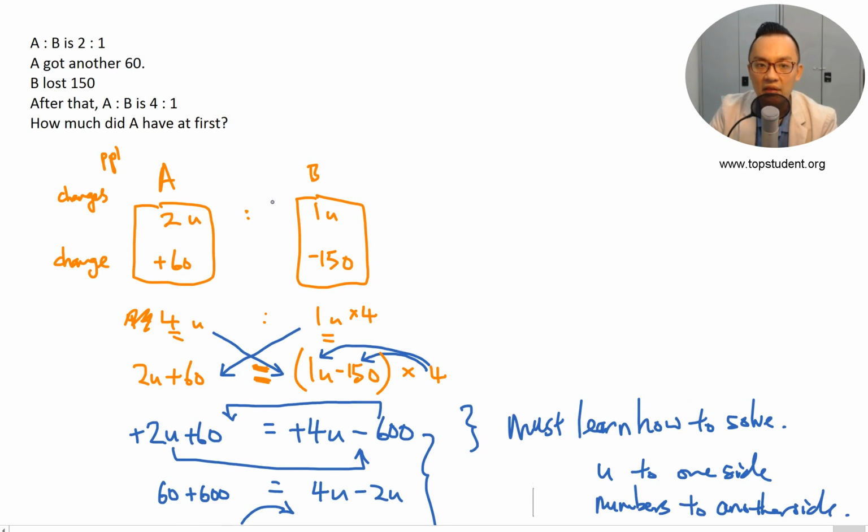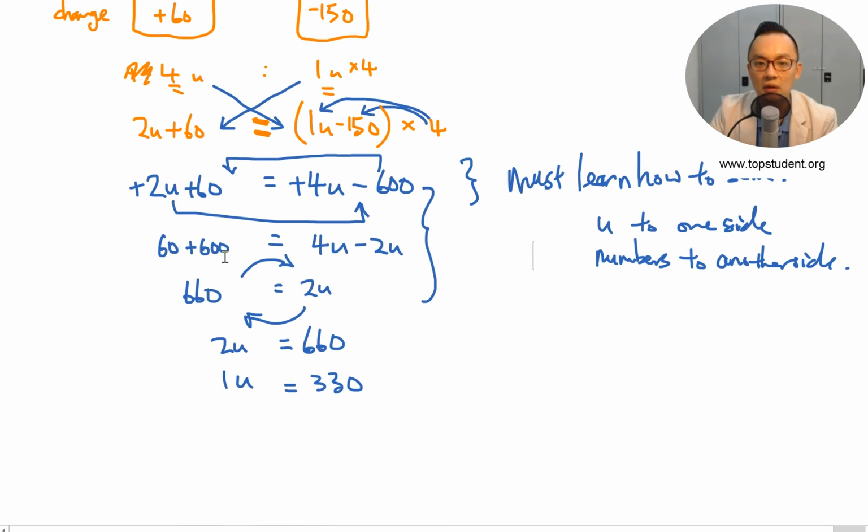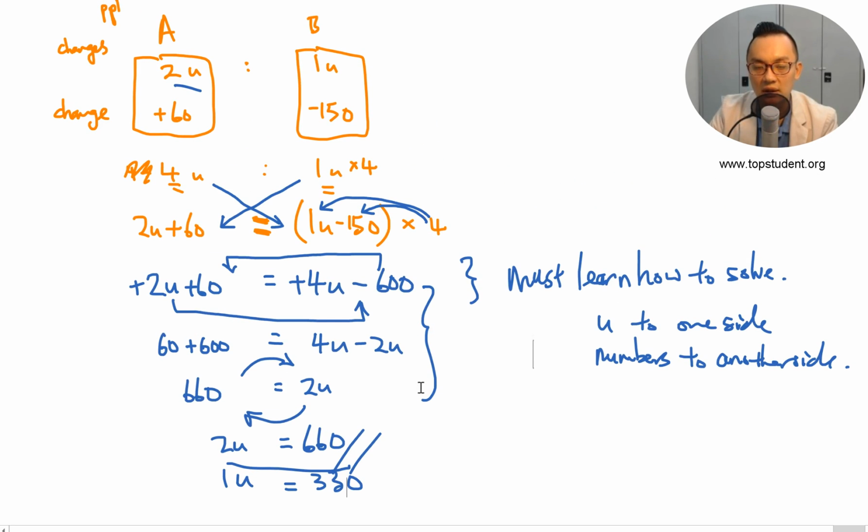So how much did A have at first? So A have 2 units at first. So therefore, 2 units, this is the answer. Alright. So 2 units is 660. So A had 660 at first.